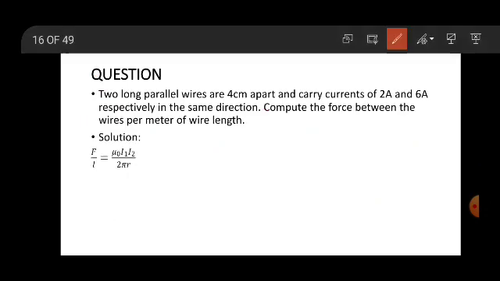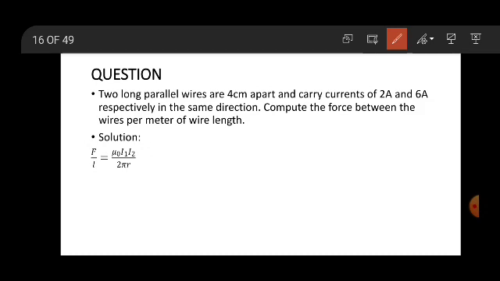Okay, so we see a question here. It says two long parallel wires are 4 centimeters apart and carry currents of 2 amperes and 6 amperes respectively in the same direction. Remember, when they move in the same direction, the force will be an attractive force. Compute the force between the wires per meter of wire length. Did you see the question? Compute the force between the wires per meter. That means force per unit length.